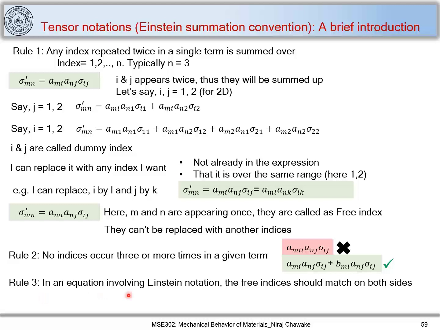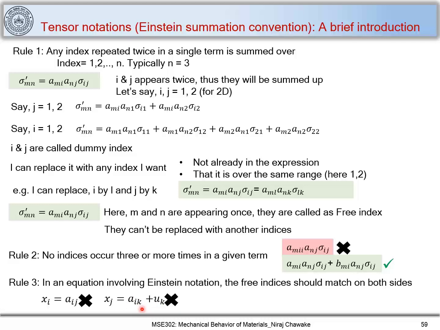Rule number 3. In an equation involving Einstein notation, the free indices should match on both sides. So this is very straightforward. I have free indices which occur only once, isn't it? So in x_i, i is a free index, and j is also a free index. But here the free indices are 2 and here the free index is 1. So it is not matching. So this is wrong. Now x_j is equal to a_ik plus u_k. So you can see that j is one free index, i is one free index, k is another free index.